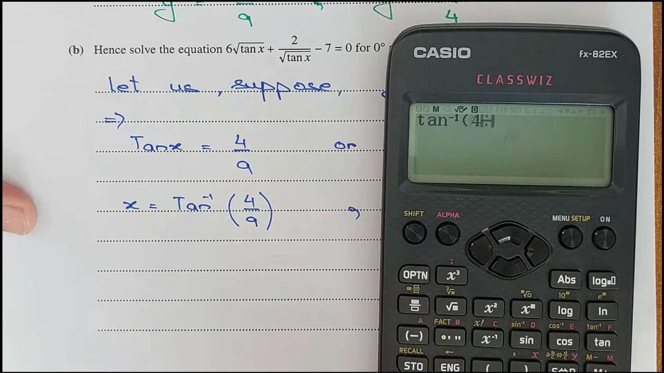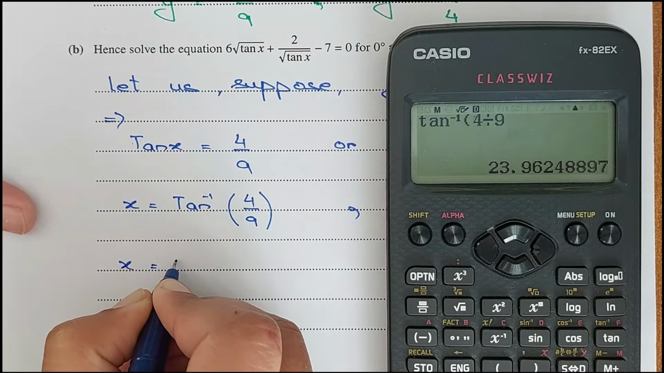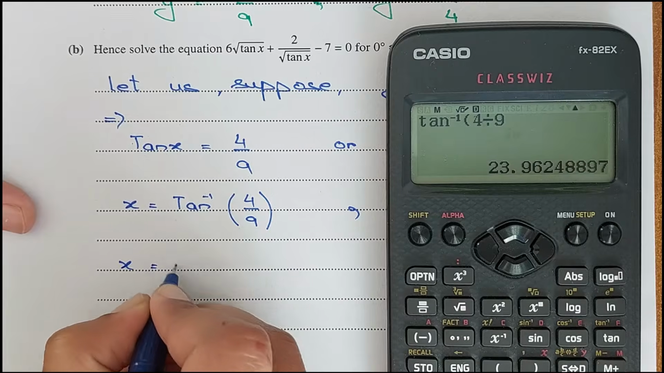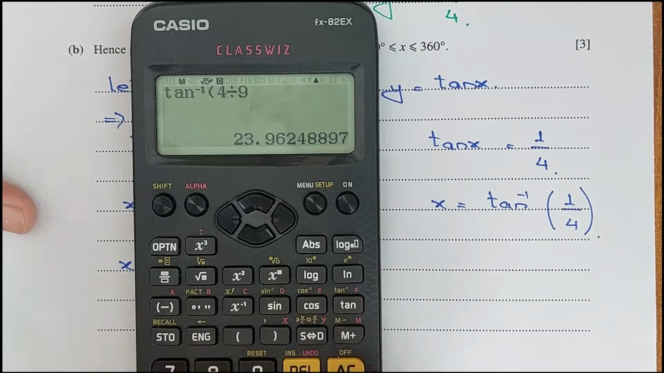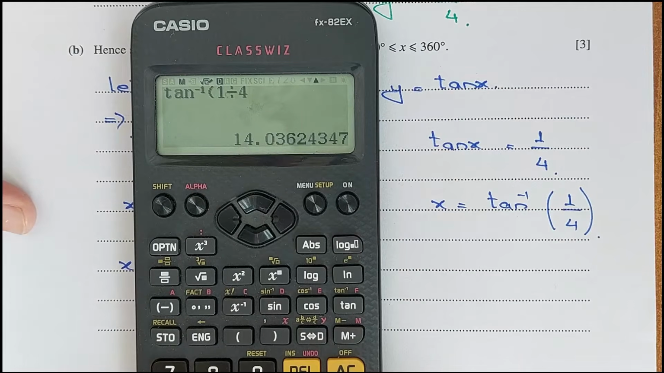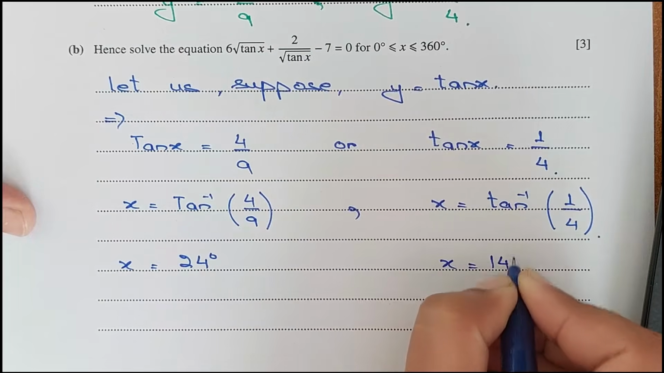Tan inverse of 4 by 9, x is equal to 23.9, we can say 24 degrees. And tan inverse of 1 by 4 is 14.03, or just 14, so we can say x is equal to 14 degrees.